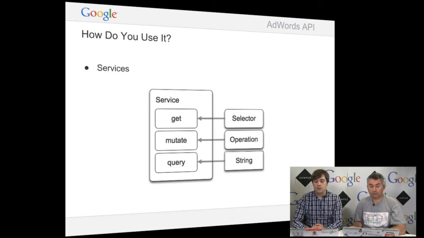And finally, you can do queries. So this is back to reporting, and we'll talk more about this later on. But essentially, you don't need to send an object to the query action. It's more of just a string. So it's a very simple interface for you there. And that's the main purpose, and that's the main sort of structure you're going to see with any service in the AdWords API.